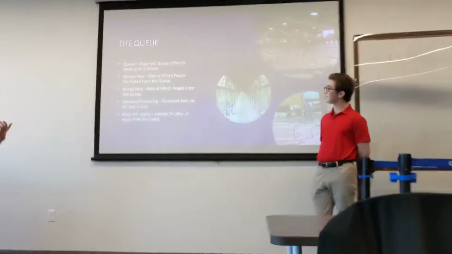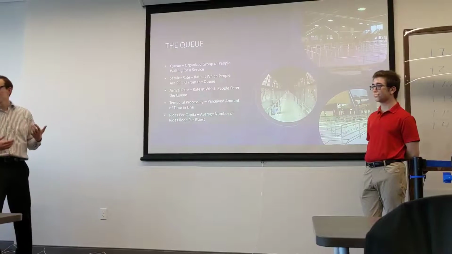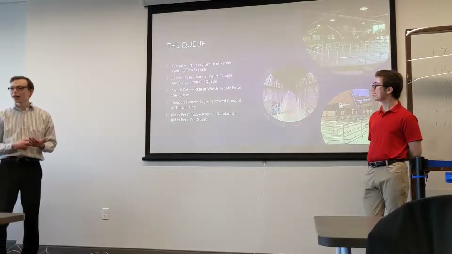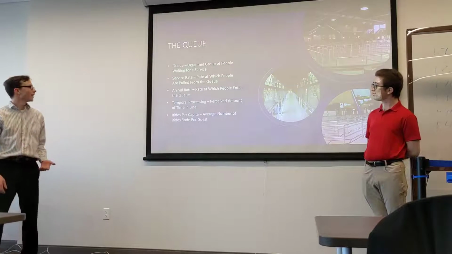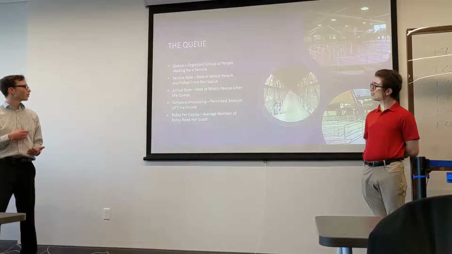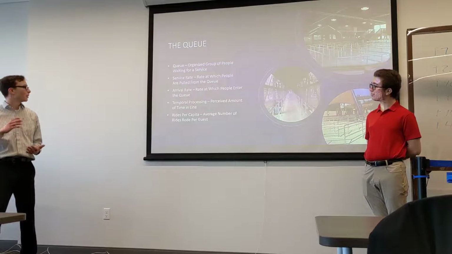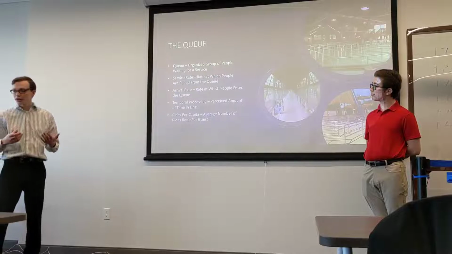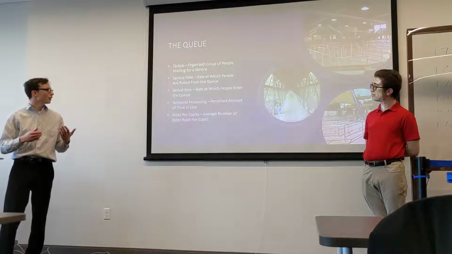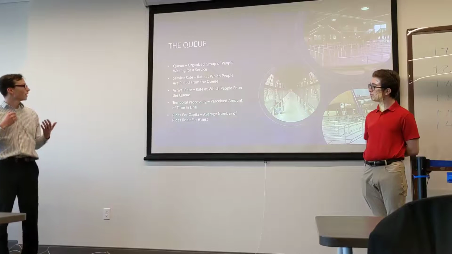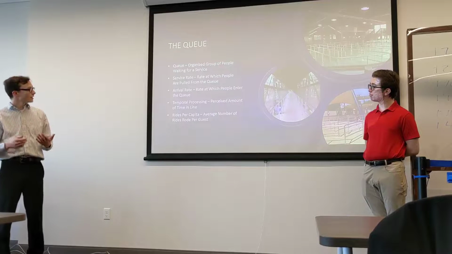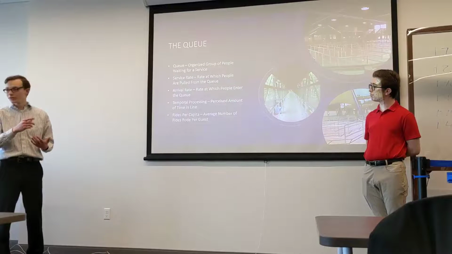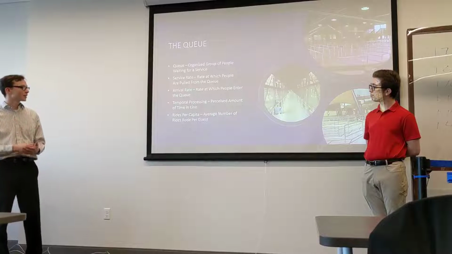So a queue is an organized group of people waiting for a service. This can be a ride, this can be the Chick-fil-A, this can be the restrooms. Your service rate is the rate at which people are pulled from the queue, so maybe getting on the ride. Arrival rate is the rate at which people enter the queue. So if your arrival rate is higher than your service rate, your wait time increases, and if your service rate is higher than your arrival rate, your wait time decreases.